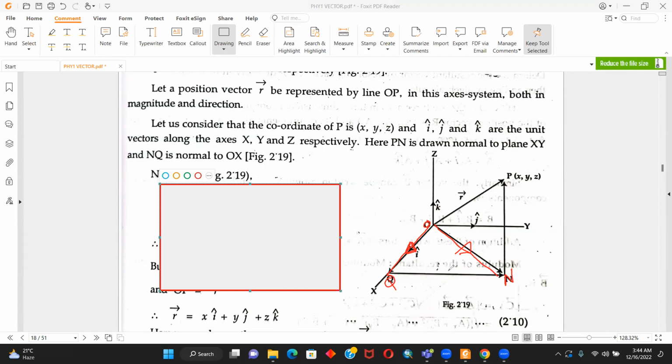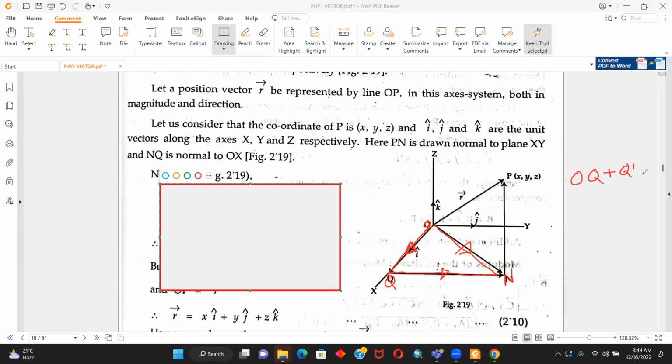Is the picture clear to you? Yes. Tell me, what will be the addition vector from this triangle? OQ plus QN is equal to ON. Okay, very good. All right, so we have worked with this triangle as well.